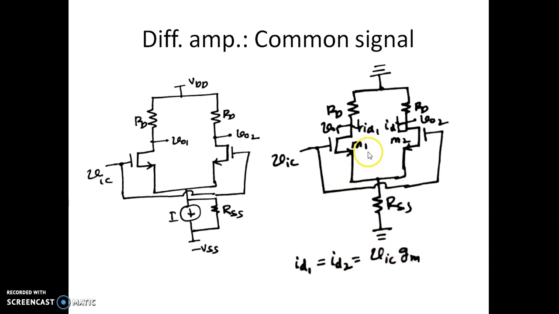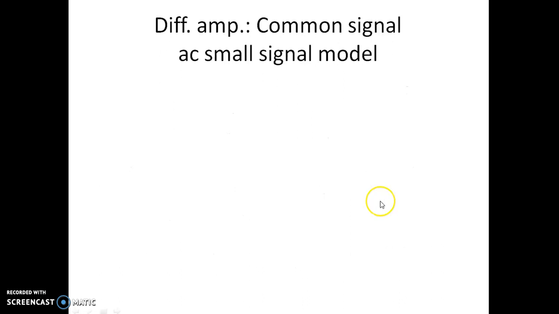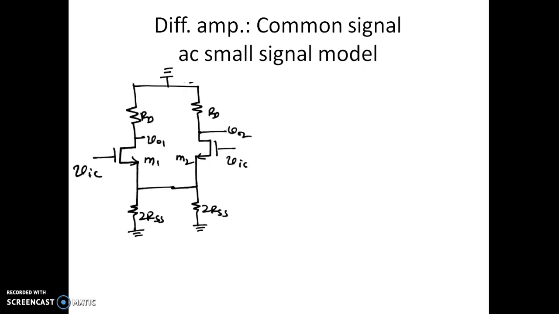So we have currents ID1 and ID2 in the same direction, so naturally the current is going to flow through RSS. It is exactly the opposite of the case of differential input voltage, where there was no current flowing through the RSS. Now let's see what the AC small signal model of the differential amplifier under common mode signal will look like. As we know, for AC analysis we are supposed to consider the DC voltage as short and the DC current as open circuited.